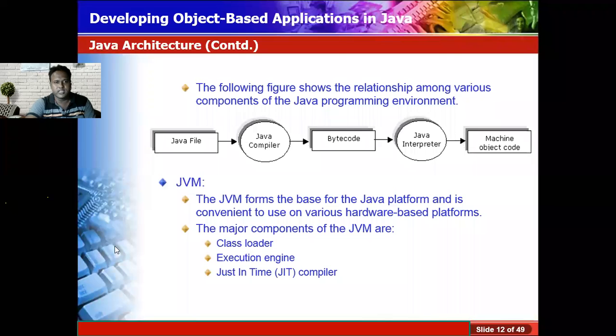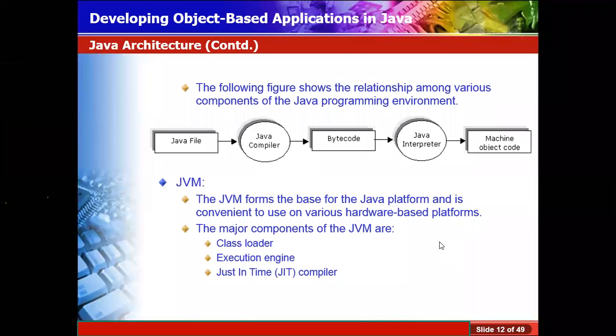So the JVM contains three parts. One is your class loader, another is your execution engine, next is your just-in-time compiler. So the JVM has three things.